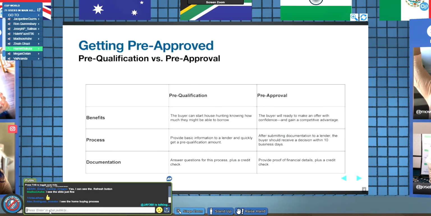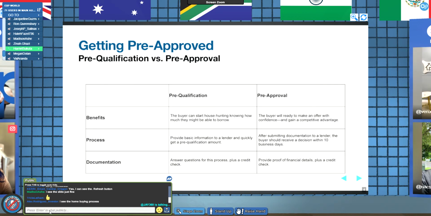As I was saying, there are two main things that everybody always gets confused, especially newer agents: pre-qualification versus pre-approval. This is a very important subject. As a lender, I get agents, and not just new agents, but even experienced agents, using the two words interchangeably. It's not the same. Let me be very clear about that. Two very, very different things.